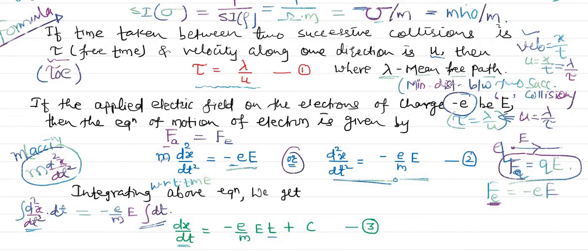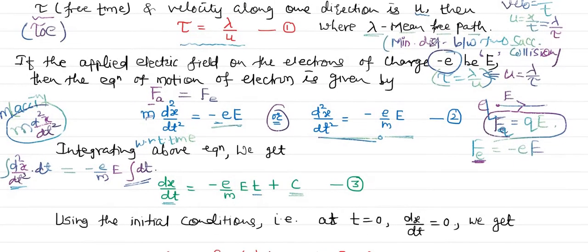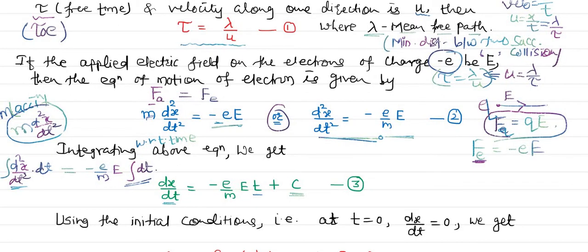Obviously this equation is not a definite integration, that's why we must take an integration constant, plus c. Name it as equation number 3. Simply, we have taken the integration of equation 2 and we got equation 3. Now let us apply the boundary conditions on this. Applying boundary conditions is the method to solve the differential equation.